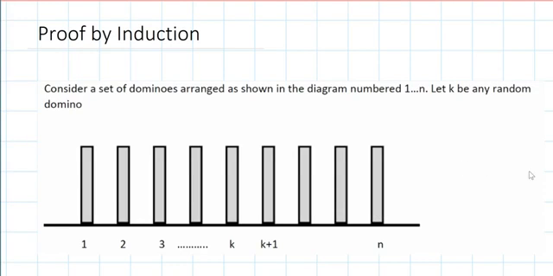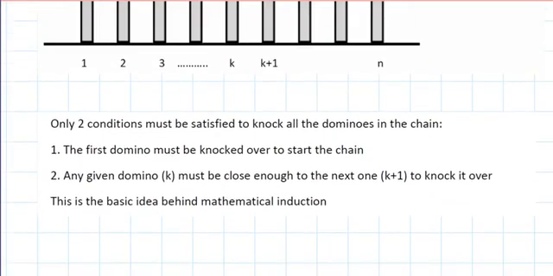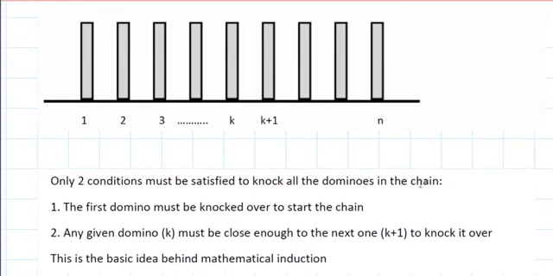So let's go down here and look at that summarized. What I've done here is, as I said, only two conditions must be satisfied to knock all the dominoes in the chain. The first domino must be knocked, as I just said, to start the chain off. But once that falls, the gaps have to be close enough for all the other dominoes. And the maths way of saying that is any domino k must be close enough to the next one, k plus 1, to knock it over.